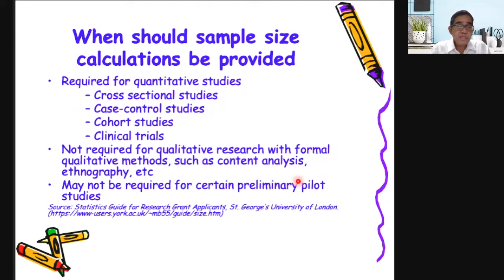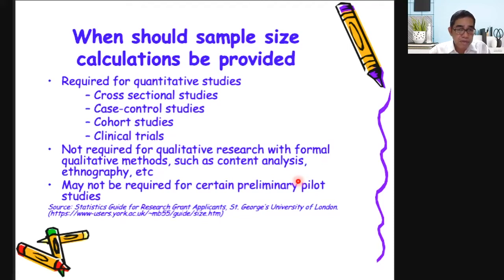You see, the reason why we calculate the sample size is that we want to generalize results from samples to population. And in quantitative studies, we can generalize results from samples to population. But in qualitative research, we don't intend to generalize our results because it is a qualitative research. And so we don't need to generalize results from samples to population, and sample size calculation may not be required.